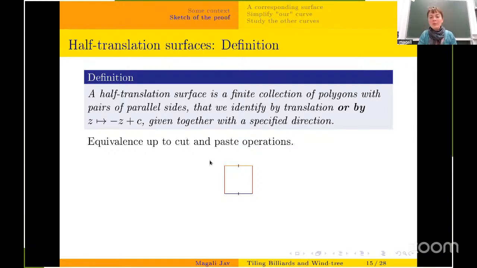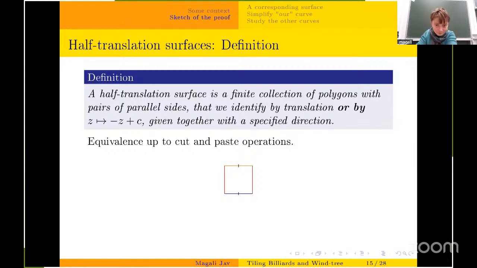So for example, in this square, we don't identify the top and the bottom side as for the torus. We identify both halves of the top side together and both halves of the bottom side together, and we get a sphere, a topological sphere.